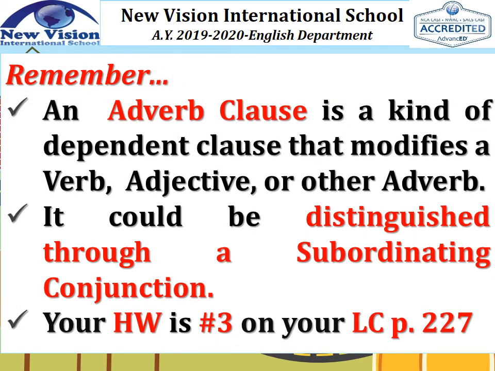As a wrap up of our lesson for this day, remember that an adverb clause is a kind of dependent clause that modifies either a verb, an adjective, or another adverb. And it could be distinguished through what? A subordinating conjunction like after, because, since, and so on and so forth. Then, don't forget your homework, number 3, on your literary companion, page 227.